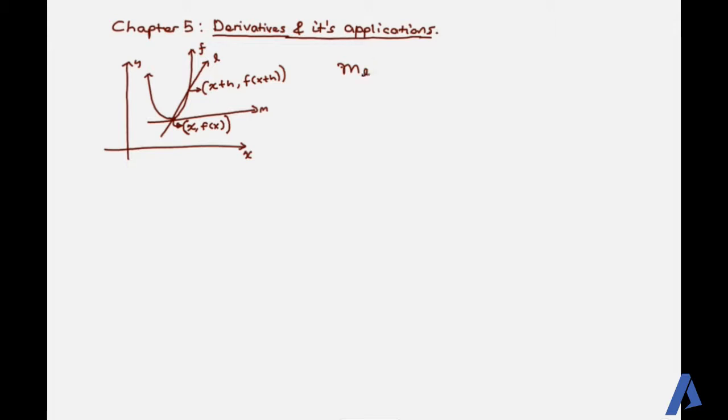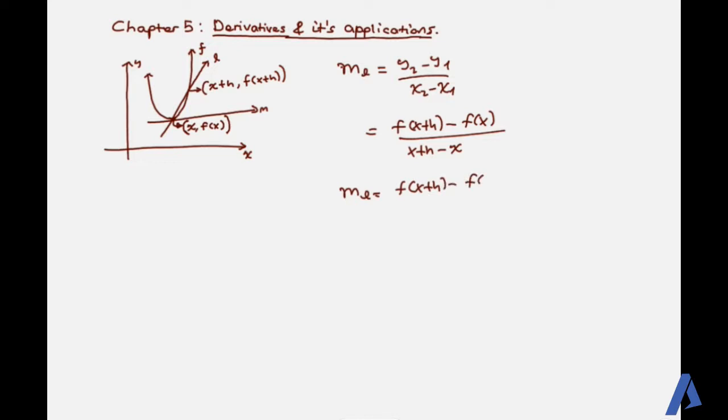The slope of the second line L is equal to y2 minus y1 over x2 minus x1 from coordinate geometry. ስለዚህ this is equal to f of x plus h minus f of x over x plus h minus x ይሆናል ማለት ነው። ስለዚህ from this the slope of second line is equal to f of x plus h minus f of x over h ይሆናል ማለት ነው። ከዚህ እንዴት ነው የታንጀንት ላይኑን ስሎፕ የምናገኘው?